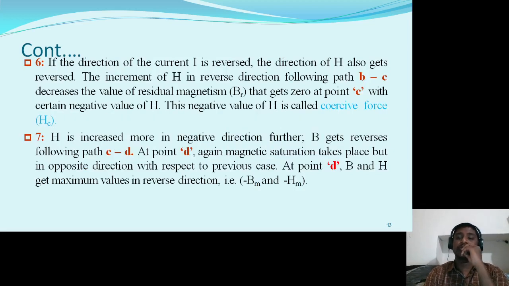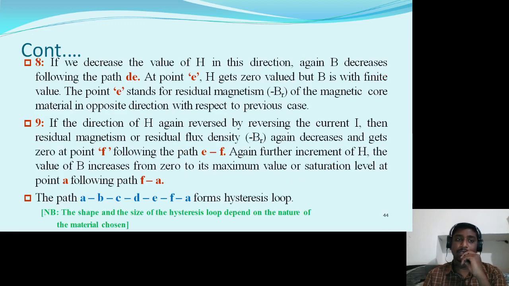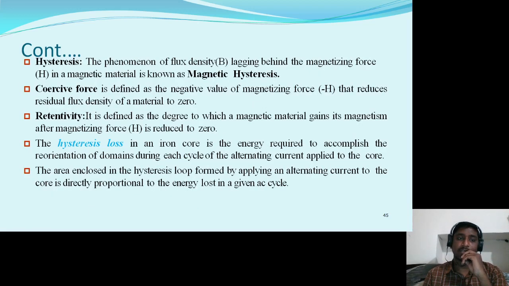Whenever the negative value of H is reached, which is called the coercive force, H is increased more in the negative direction and B gets reversed. At point D, magnetic saturation takes place again but in the opposite direction. So at point D, B and H get maximum values, right? If we decrease the value of H in this direction, B decreases following the path DE. H gets 0 but B has a finite value, right? Everything will be the same. At last we get one hysteresis loop A B C D E F A. Clear? So actually what is the hysteresis?